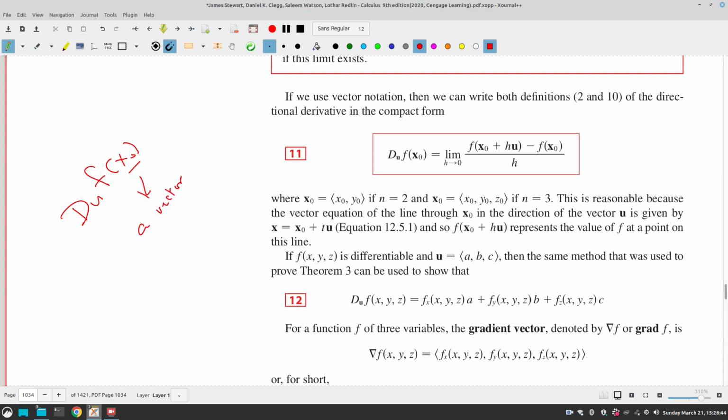So x0 can be x naught, x1 naught, x2 naught, all the way to xn naught, right? This is a vector function. These are not powers, by the way, not powers. These are labels. So this is equal to f of x naught plus hu minus f of x naught, right? So these are functions that take in vectors as arguments.